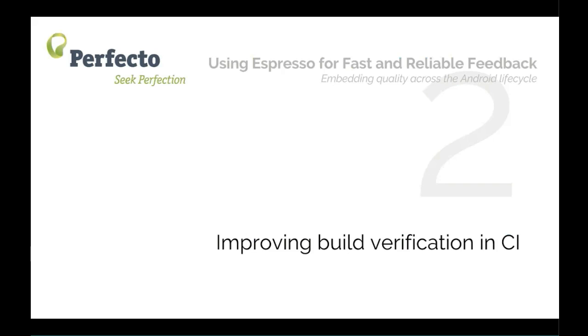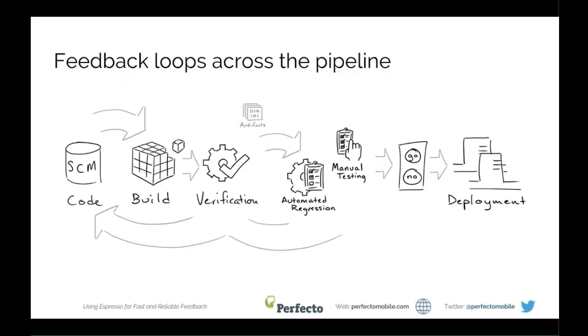So now that we've talked about what it looks like in the IDE to be writing Espresso tests and to kind of play around with them, the next step is to say, well, what happens to these tests afterwards? Obviously we don't write automated tests just so that we can run them manually. We write them so we can express our intentions in a way that other people can run, and more importantly, our CI process can automate. And so the next step is to talk about improving build verification in CI.